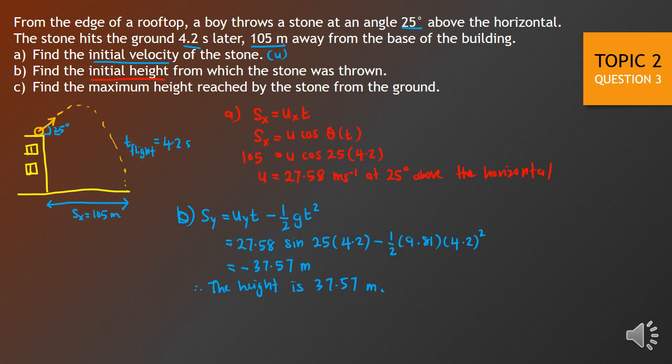Then C, find the maximum height reached by the stone from the ground. So the special information about maximum height you should always remember is that at maximum height, the y component of the velocity is equal to 0. So this is something that we should always remember. For C, we are running out of space. So at max height, Vy is equal to 0.